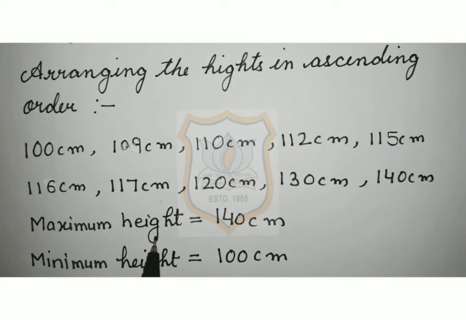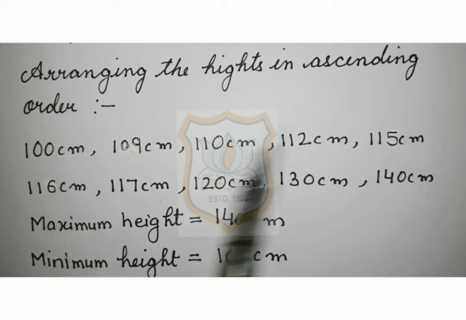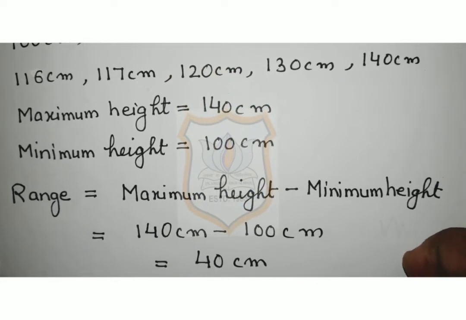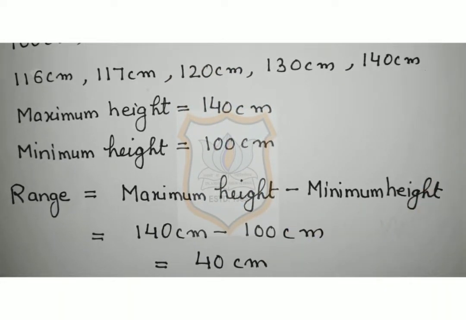Now maximum height is equal to 140 centimeter. Maximum means the biggest height, that is 140 centimeter, and the minimum height is equal to 100 centimeter. Now you have to find the range of their height. To find the range of their height, the formula is maximum height minus minimum height. Maximum height is 140 centimeter and minimum height is 100 centimeter. So the difference of 140 and 100 is 40 centimeter. So we can say that the range of their heights is 40 centimeter.